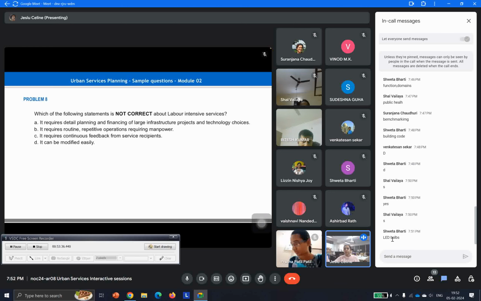Problem 8, which of the following statements is not correct about labor intensive services? A, it requires detailed planning and financing of large infrastructure projects and technology choices. B, it requires routine, repetitive operations requiring manpower. C, it requires continuous feedback from service recipients. D, it can be modified easily. Everybody should be able to answer this.